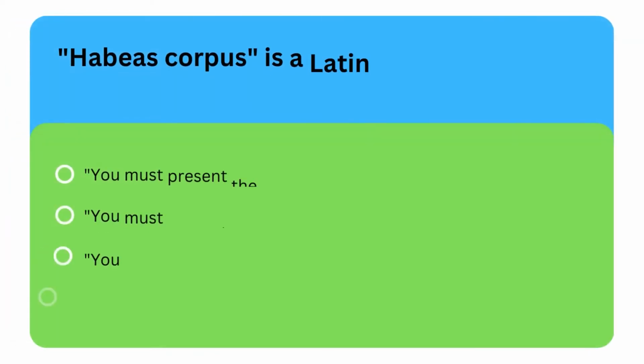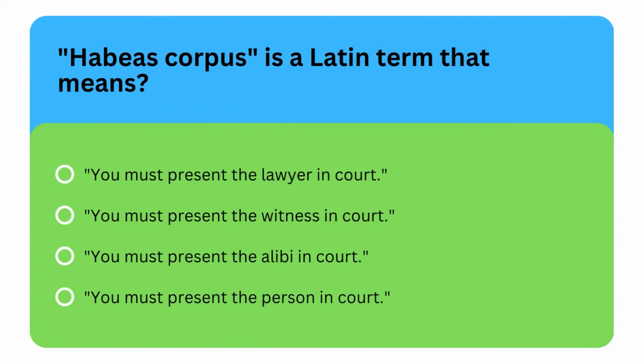Next question is, habeas corpus is a Latin term that means. Options are, you must present the lawyer in court, you must present the witness in court, you must present the alibi in court, or you must present the person in court. So the correct option is last option. Habeas corpus means you must present the person in court.